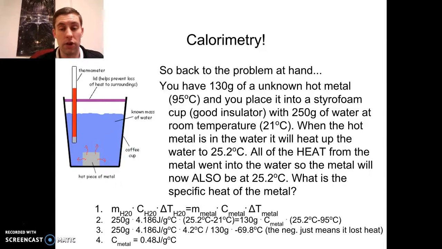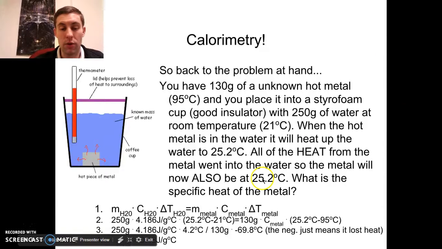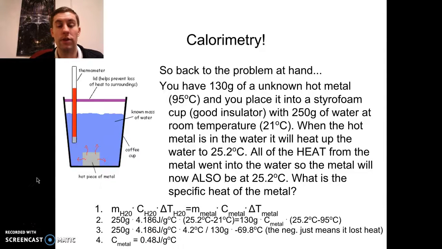We can solve for that one variable by dividing our left side by 130 grams, and whatever 25.2 minus 95 degrees Celsius comes out to. Looks like negative 69.8. Remember that negative means it lost heat. When we solve that math out, we get 0.48. So the specific heat of the metal equals 0.48 joules per gram degree Celsius. You'll get a negative value in the temperature change, but it's not supposed to be negative. It's just from the loss of heat.